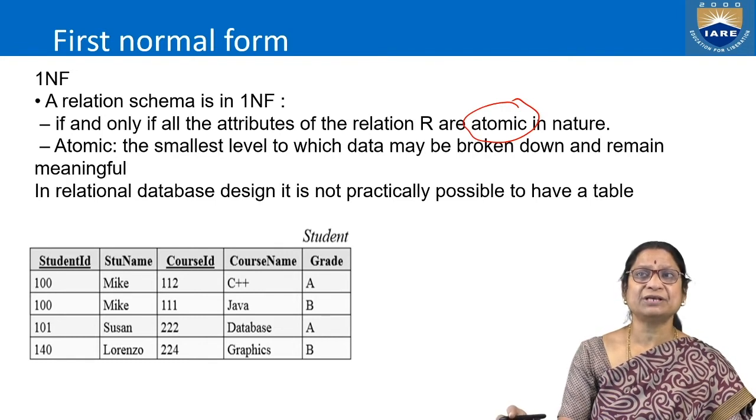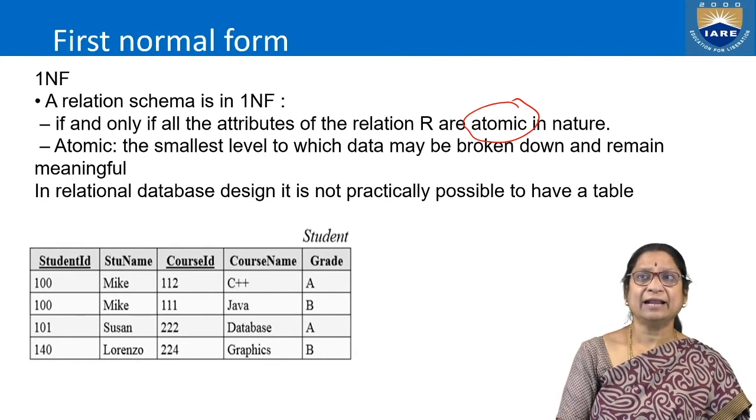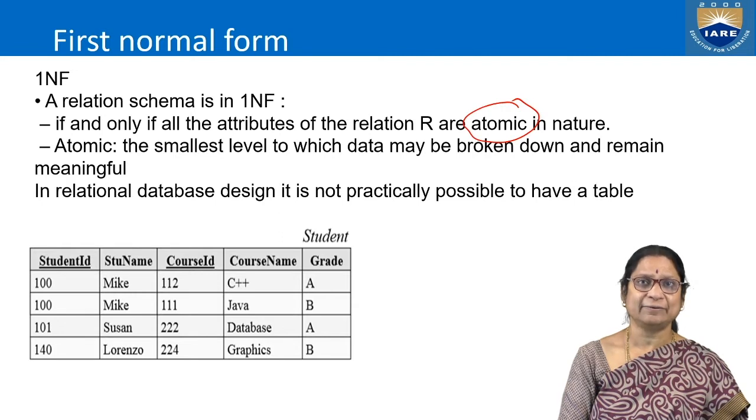Such attributes, which cannot have multiple values, are single-valued attributes. Those are known as atomic. That is what we defined previously: multi-valued attributes must be removed. That means each and every attribute in a relation schema must be atomic in nature, and then we can say that the relation schema is in 1NF. So what is atomic? The smallest level to which the data may be broken down and still remain meaningful.